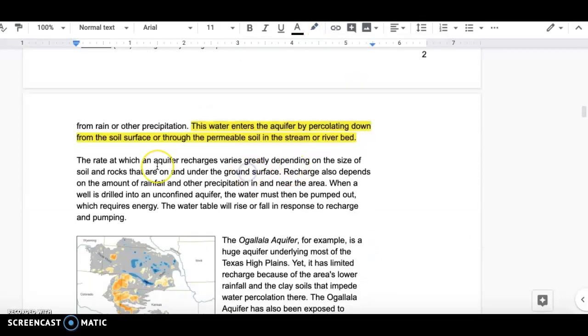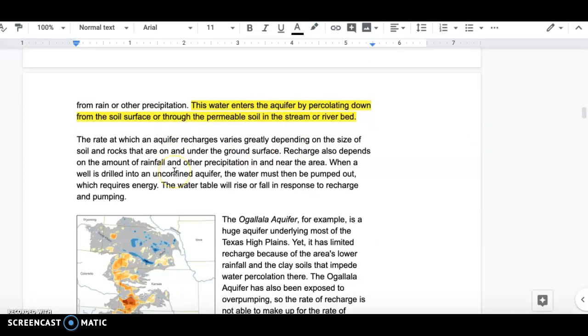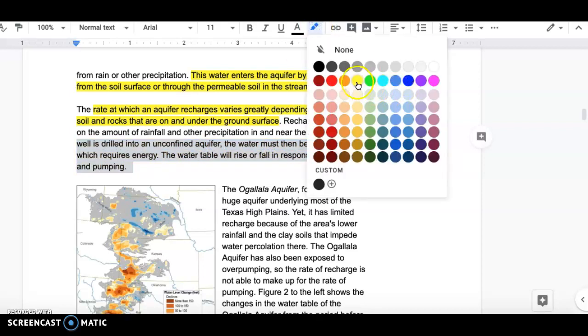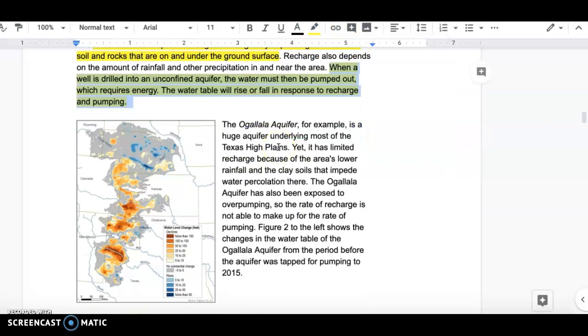The rate at which an aquifer recharges varies greatly depending on the size of the soil and rocks that are on and under the ground surface. Highlight that. Recharge also depends on the amount of rainfall and other precipitation in or near that area. When a well is drilled into an unconfined aquifer, the water has to be pumped out, which requires energy. So the water table will rise or fall in response to the recharge and pumping.